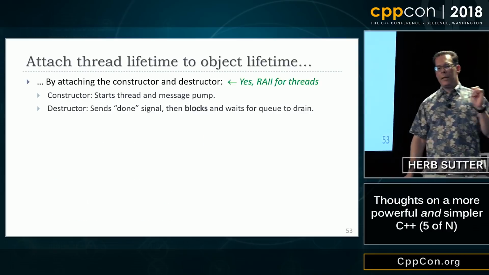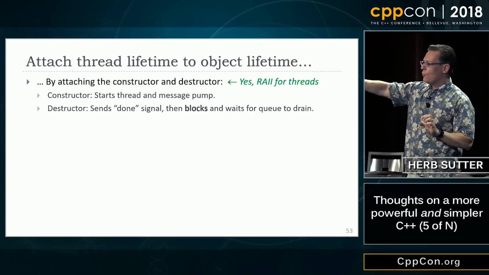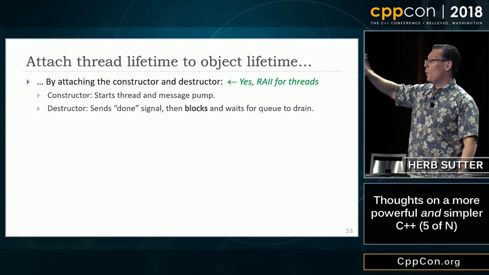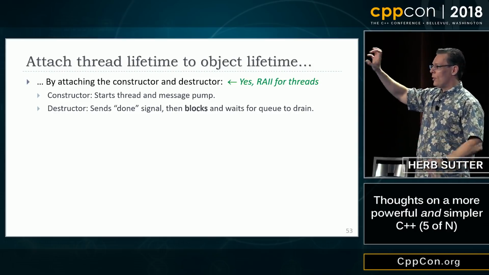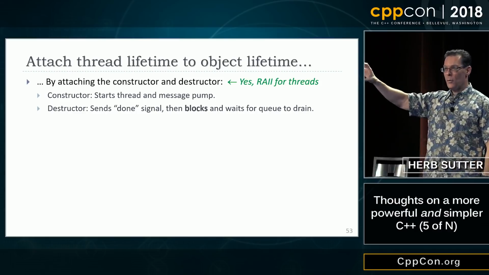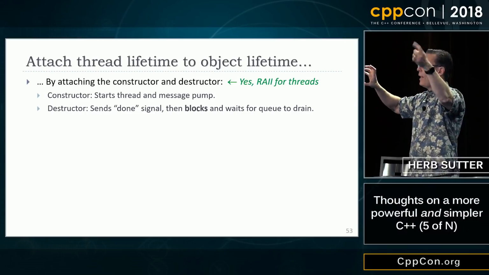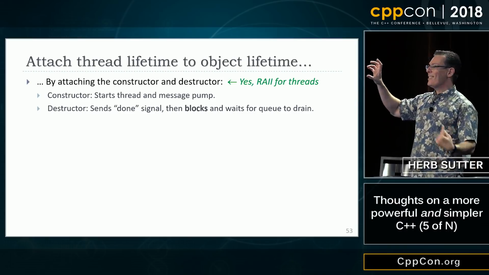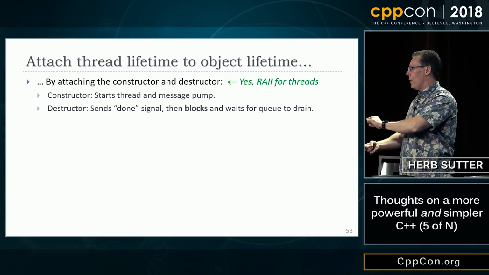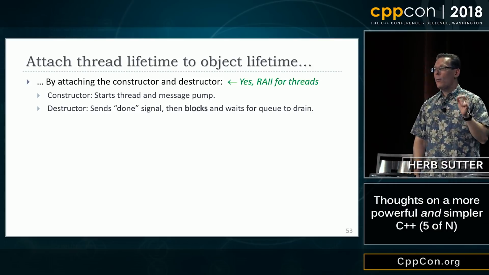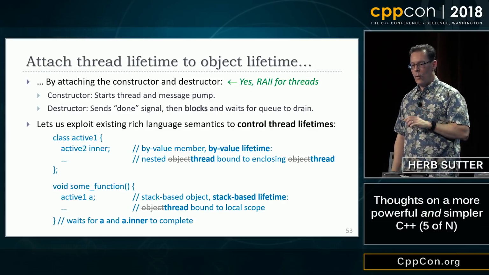So here's the key thing we want to do. We want to attach thread lifetime to object lifetime, because C++ knows all about object lifetimes. The way we do it is we teach it the way C++ knows it, which is hook the constructor and the destructor. So the constructor starts the thread and the message pump. The destructor sends a done signal and then waits for the queue to drain and then joins. You'll see in a moment how that directly lets us express object lifetimes in a clean way in real code.